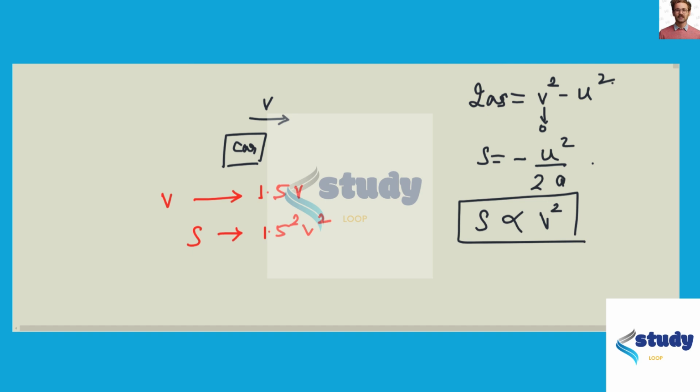So here we observe that the braking distance becomes 2.25 times the original braking distance if the speed is increased by a factor of 50%.